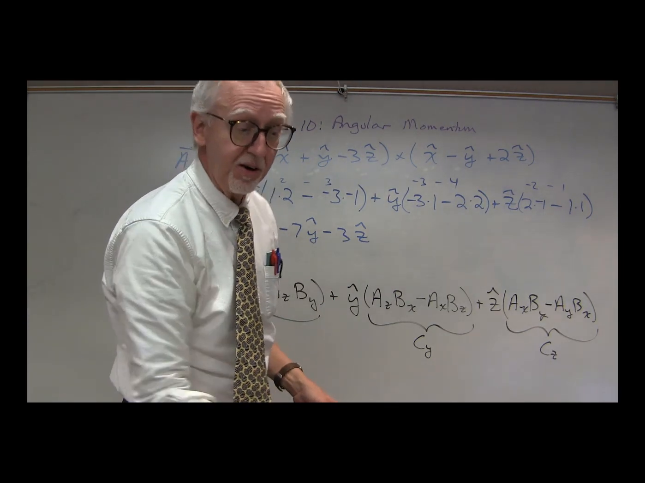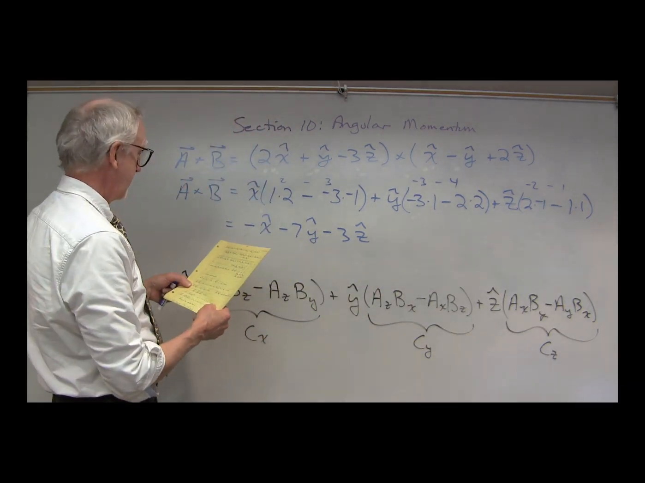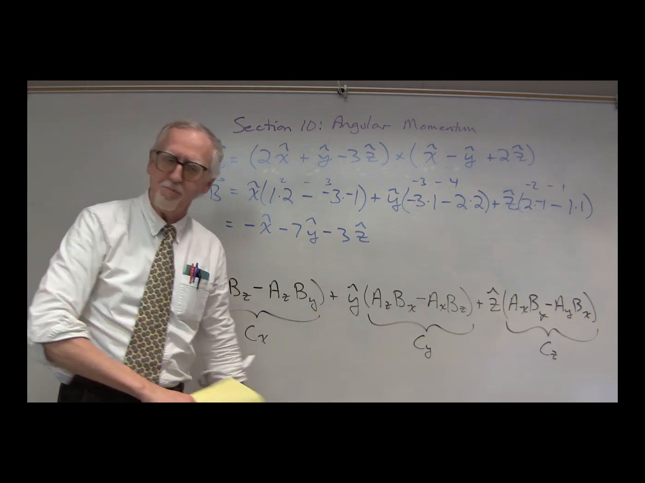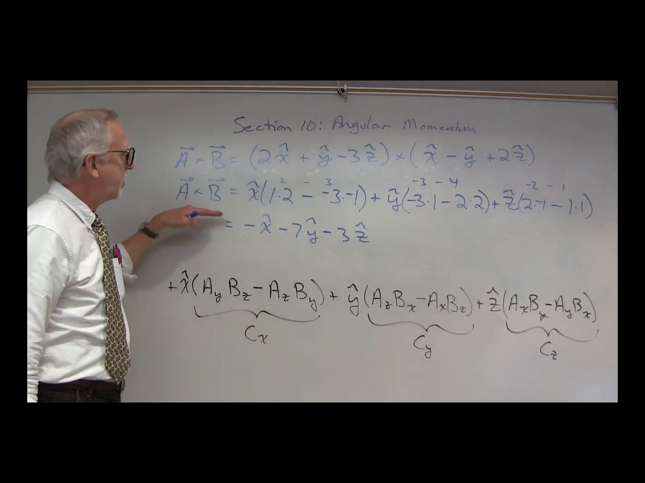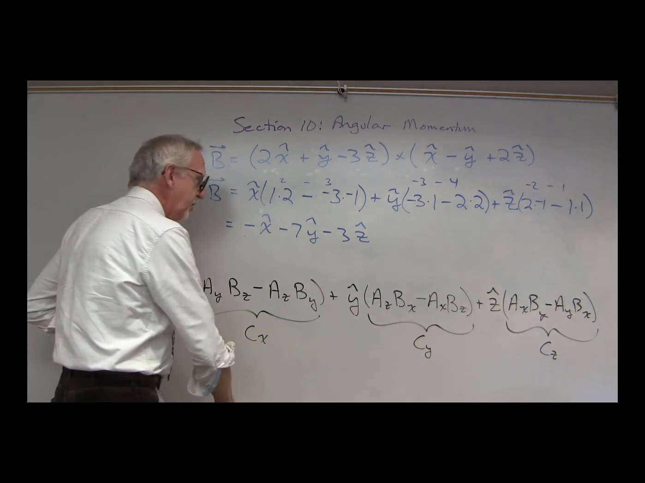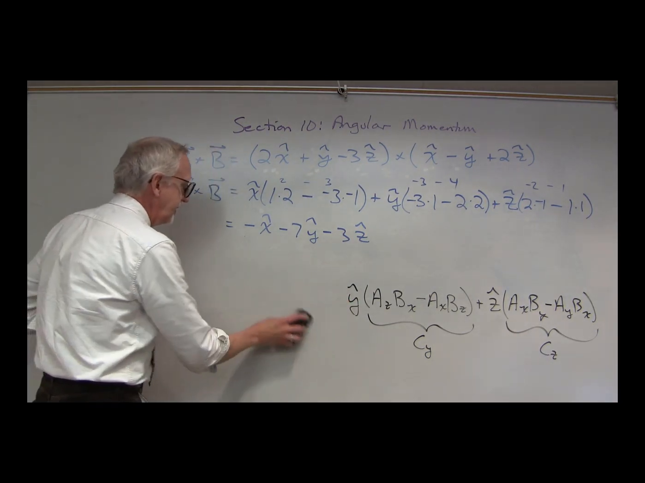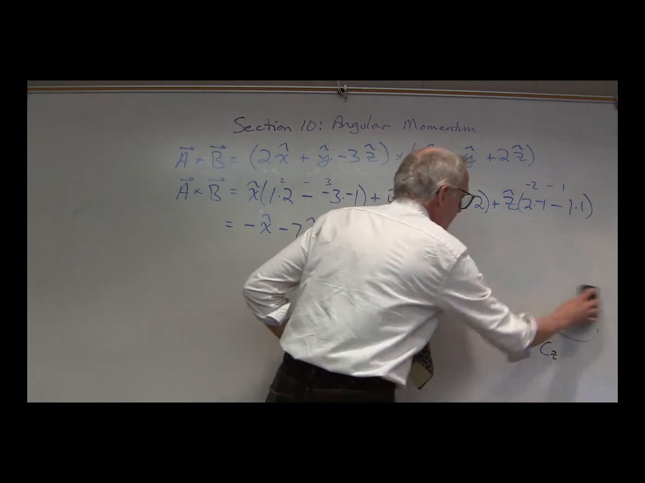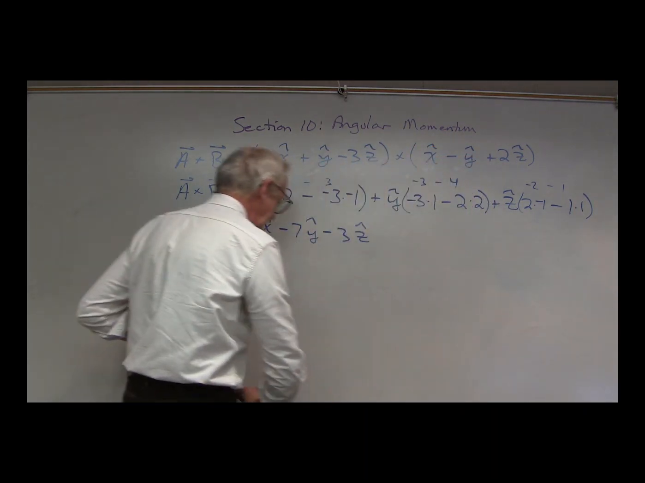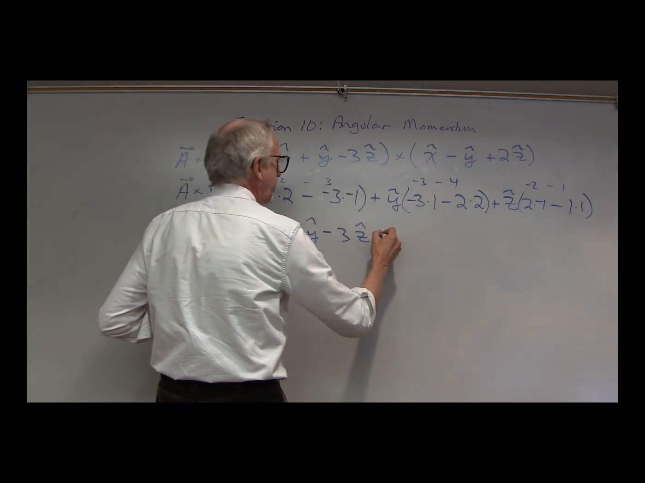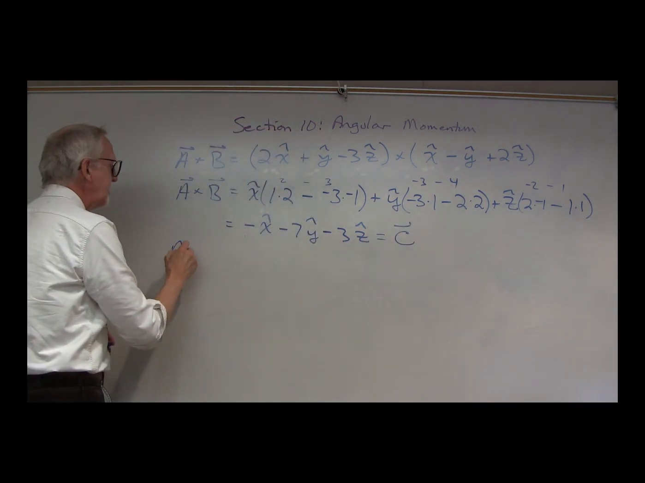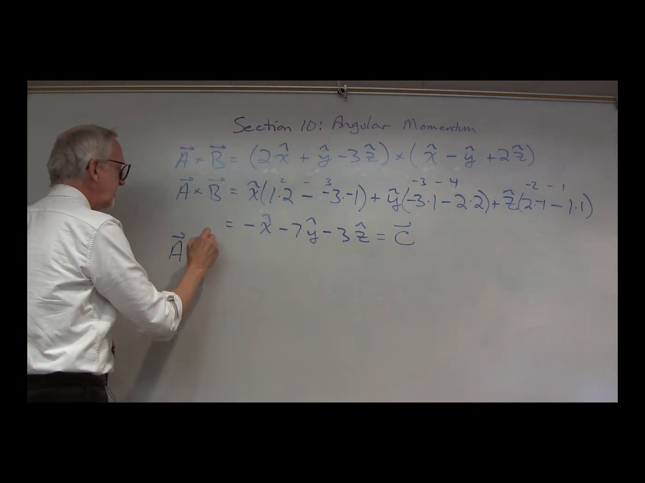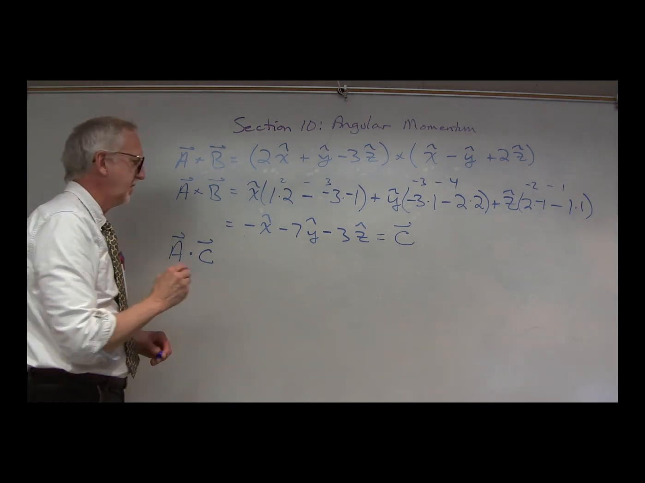Let me just check, make sure I didn't make any mistakes. Negative 1, yes, very good. You didn't make any mistakes. So there's the cross product, A cross B. But one more thing I'd like to notice is, let's say that this is our vector C. Let's call that C. Let's figure out what is A dot C.